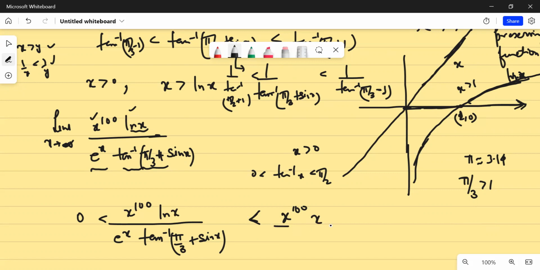Yes, sir. And then divided by e raised to power x, and this would be some constant. I will write this as tan inverse pi by 3 minus 1, because overall this would be a constant. Tan inverse pi by 3 minus 1, this would be some constant. Is that clear?